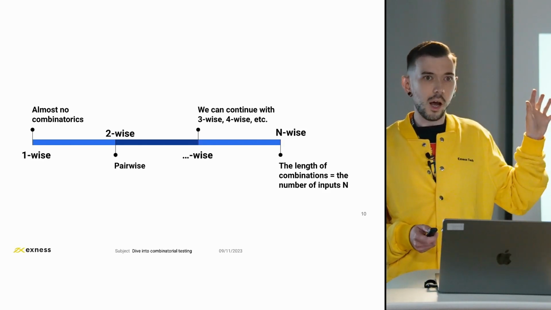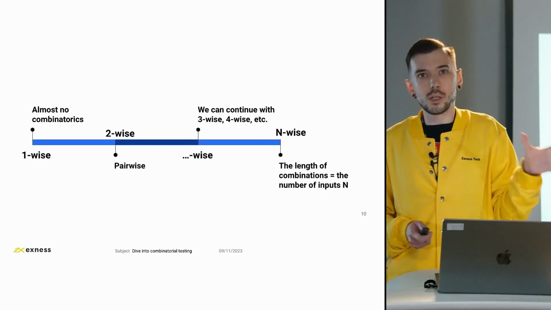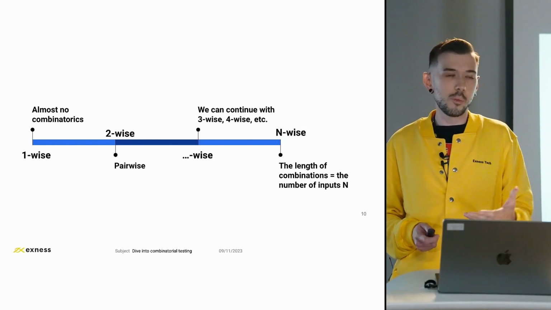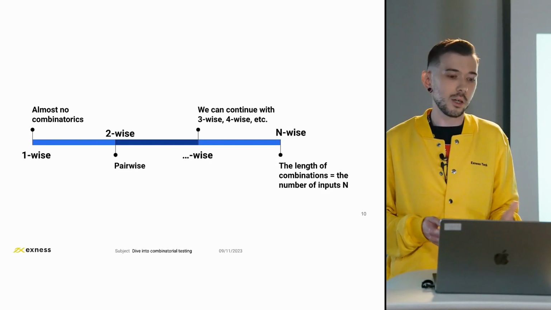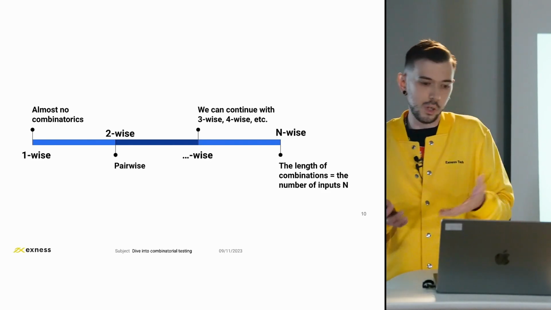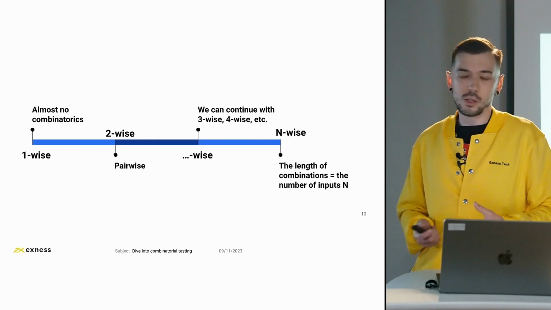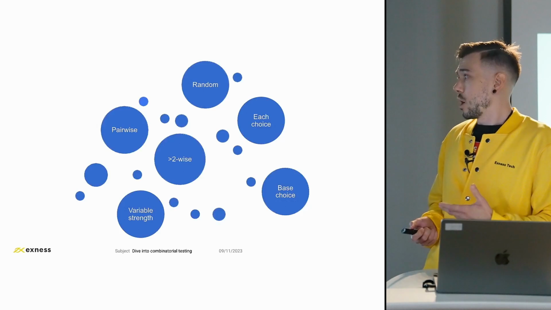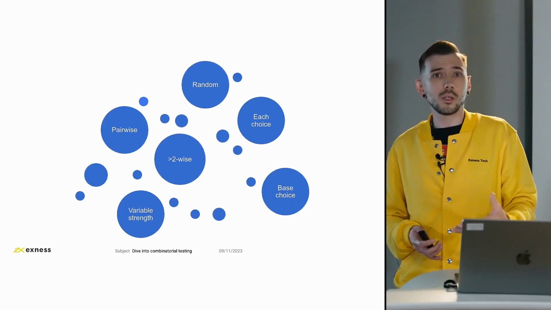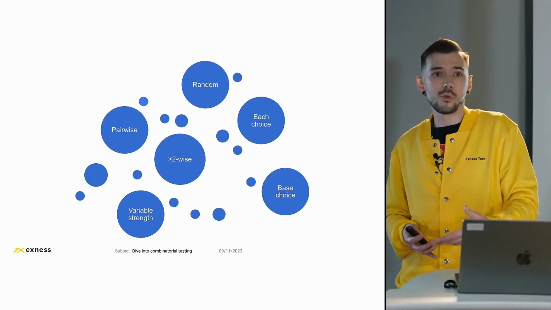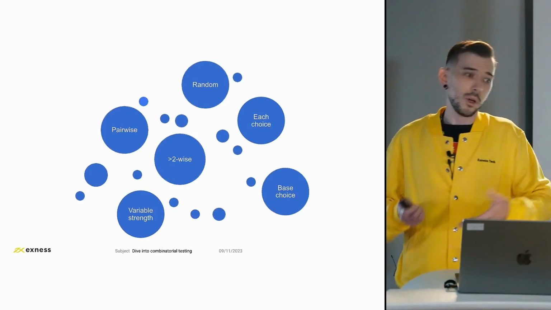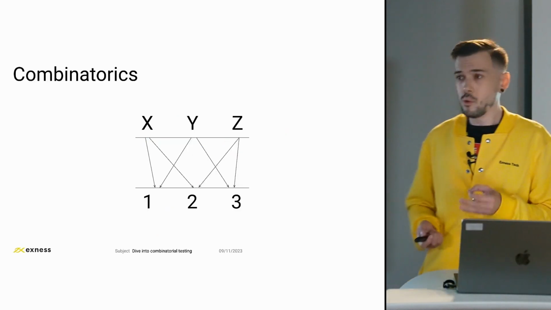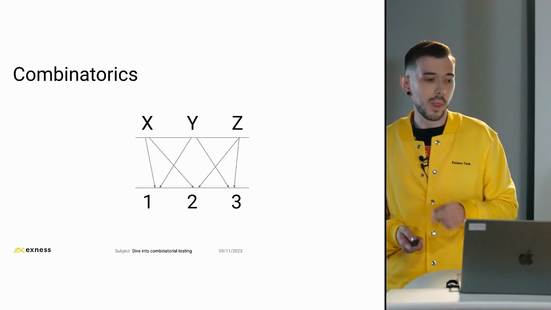But there are a lot of other ways we can go with combinatorics. Say you can combine more than just 2 inputs to get more thorough testing, and there are even more options you can use on your project, probably to make the testing less strict but faster. And we will talk more about them a bit later.